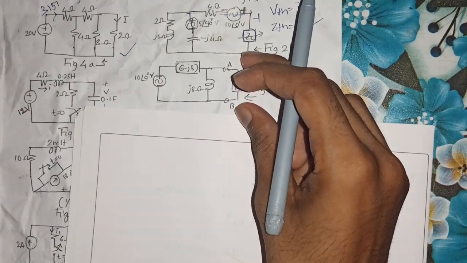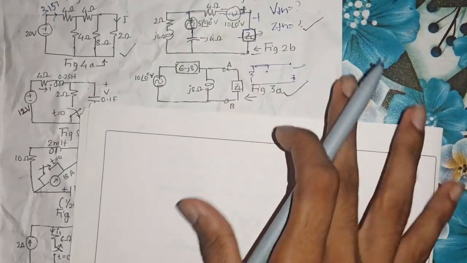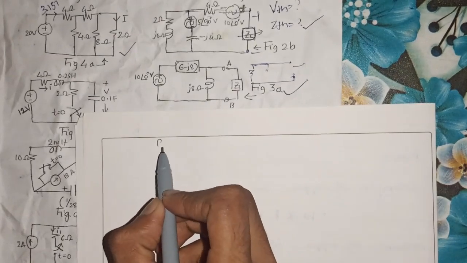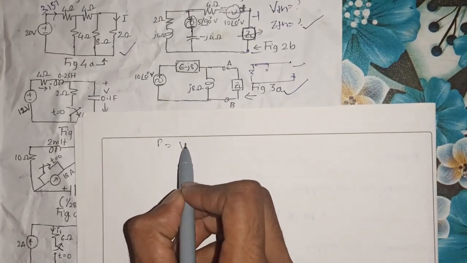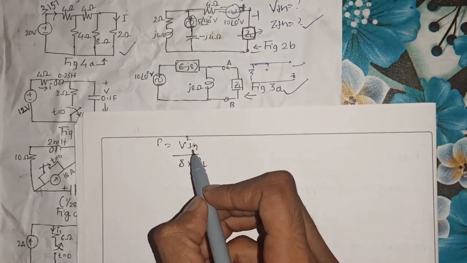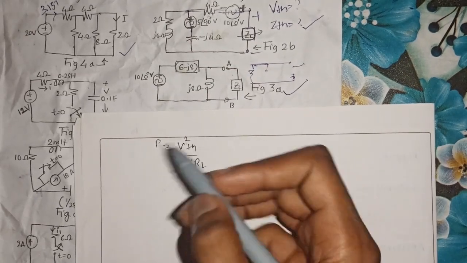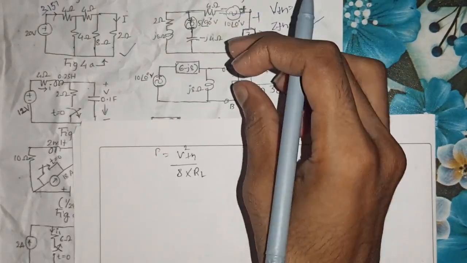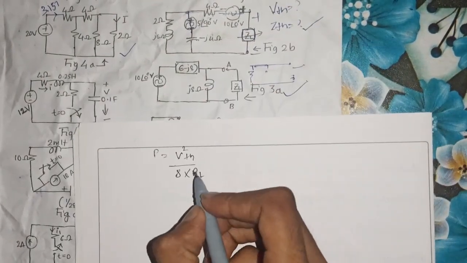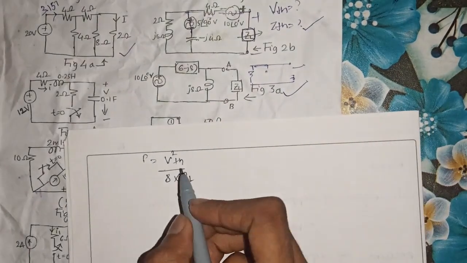Before moving on to the problem, you should make sure that you know the formula of the maximum power that is transferred across the load RL for AC circuits, which is VTH squared divided by 8 multiplied by RL. VTH is the Thevenin's equivalent voltage. Now how do you calculate the value of VTH? VTH is basically the voltage across your J8 ohm impedance, and RL is the load resistance value.